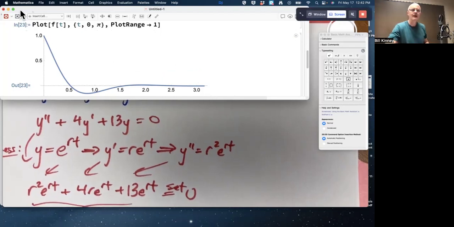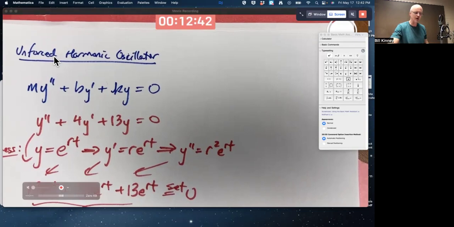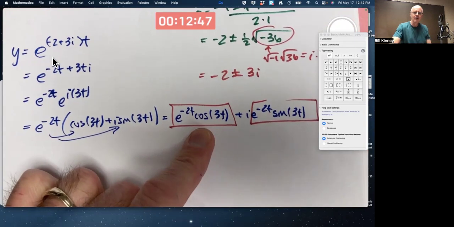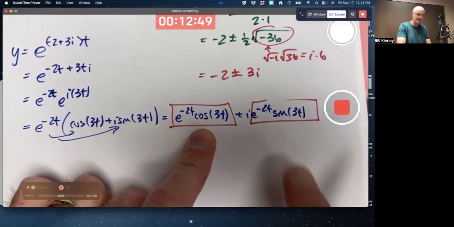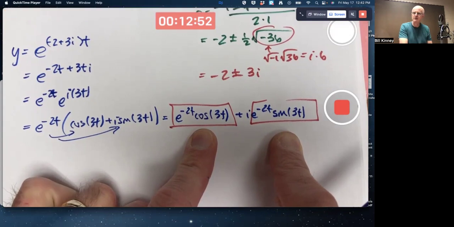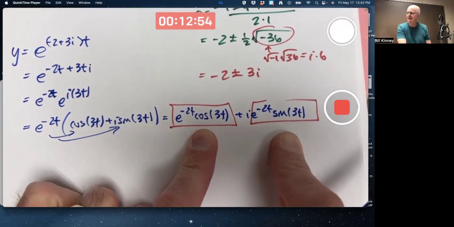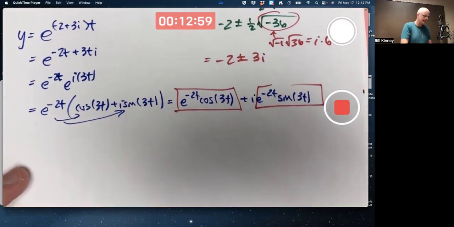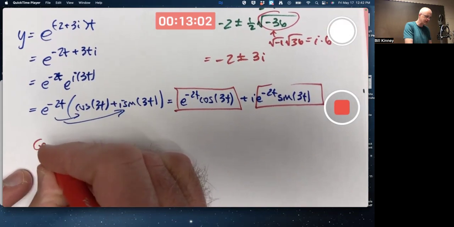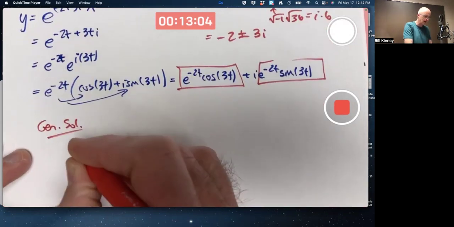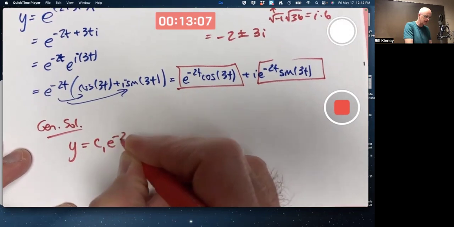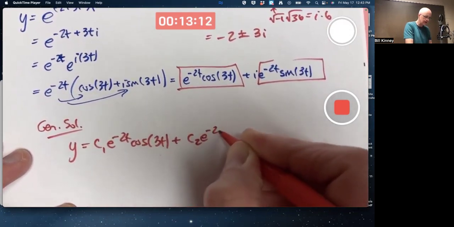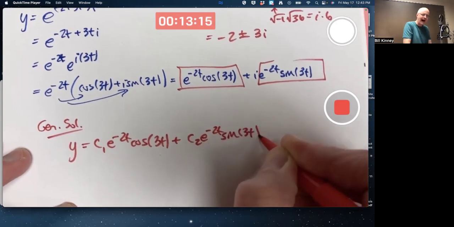All right. So that's using complex numbers to find a couple of solutions. These do happen to be, well, they're not scalar multiples of each other, so they are linearly independent, to use a term that I used on Wednesday. And they do turn out to span the solution space, meaning any solution is a linear combination of them. A general solution is y equals c1 e to the negative 2t cos 3t plus c2 e to the negative 2t sine 3t. Notice I did not put an i in here anywhere.